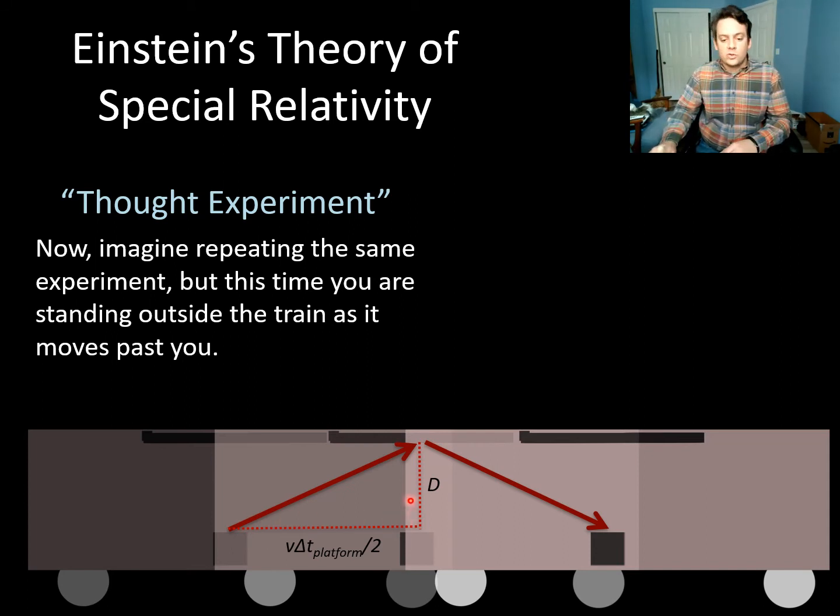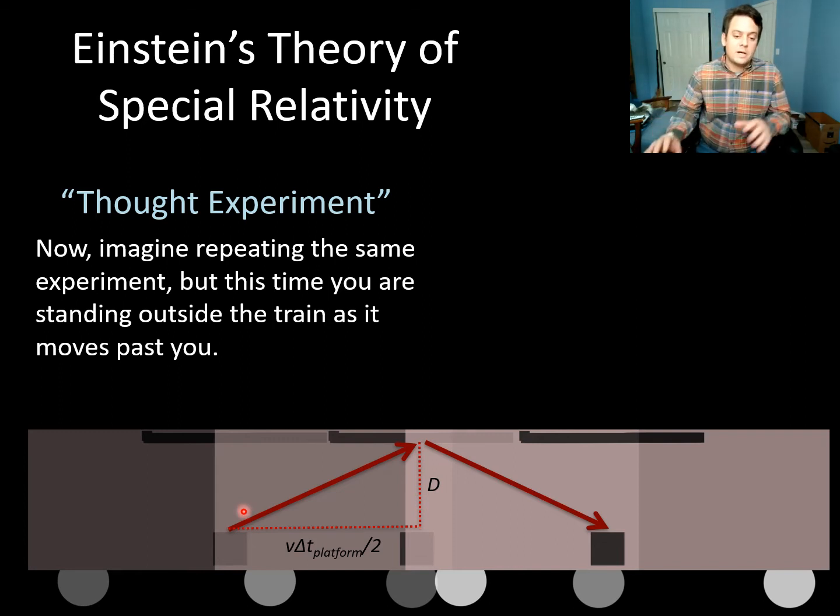And so the distance, this bottom leg of the triangle, is the distance that the train travels in the time that it takes light to go from the laser box to the mirror. Okay, so we've got D on one leg, V delta T over 2 on another leg.